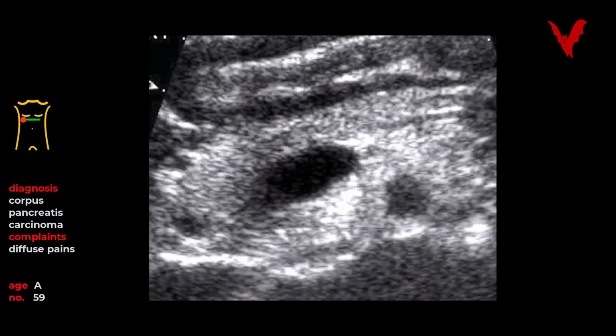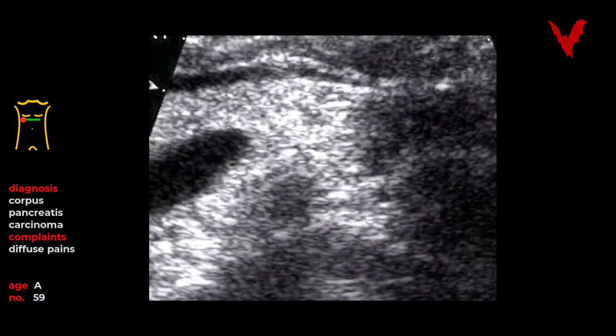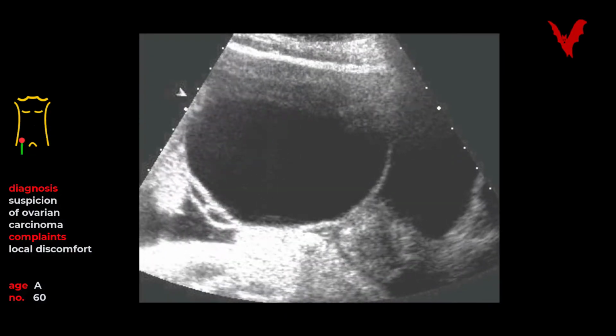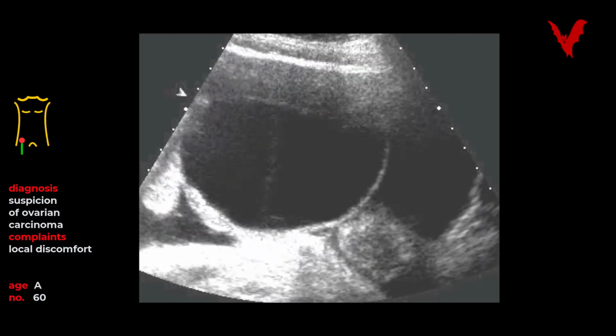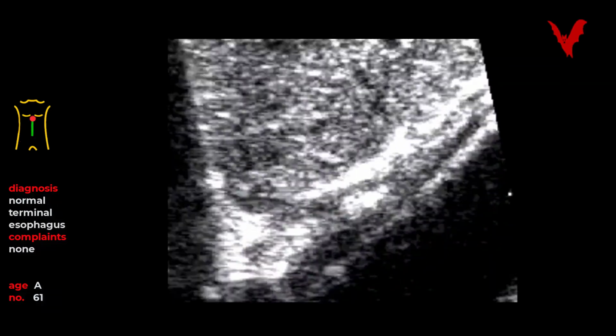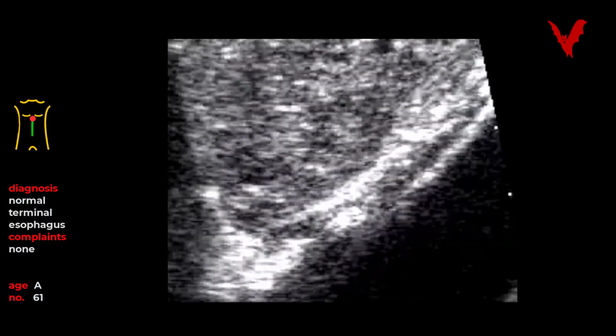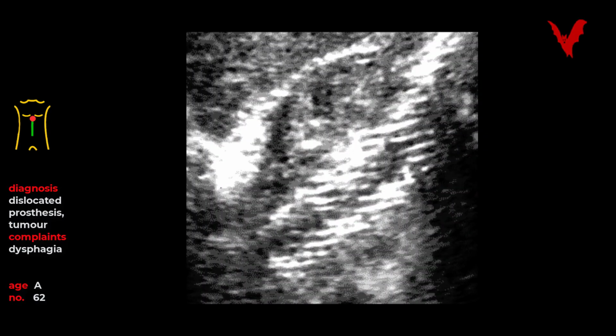A difficult-to-see corpus carcinoma in case 59. Wall thickening in here gave the suspicion of an ovarian malignancy. Normal terminal esophagus with thin layers. Dislocated esophageal prostasis and an esophageal malignancy in case figure 62.